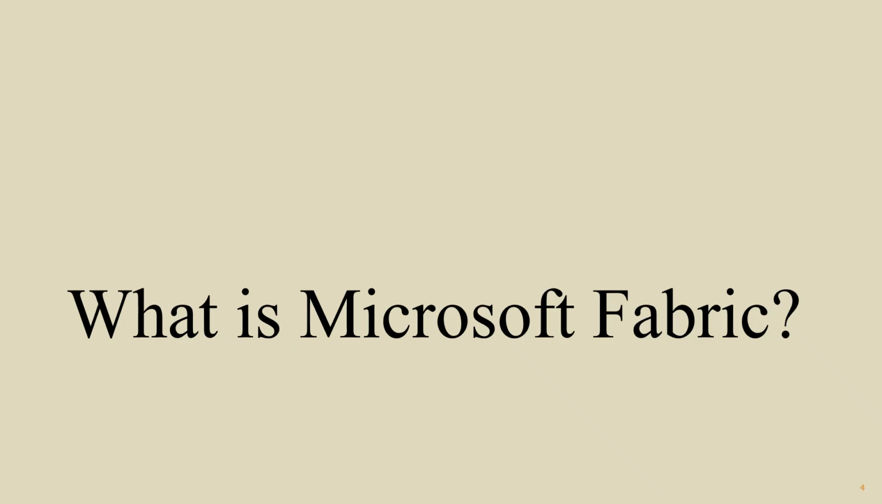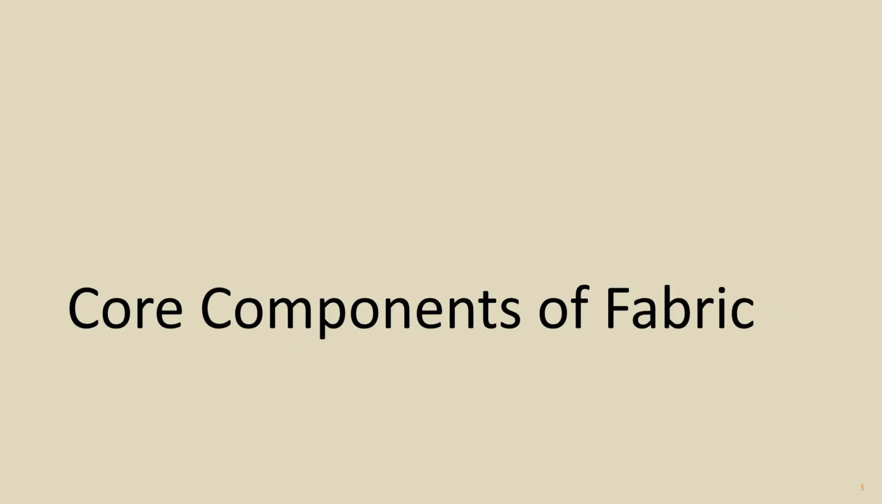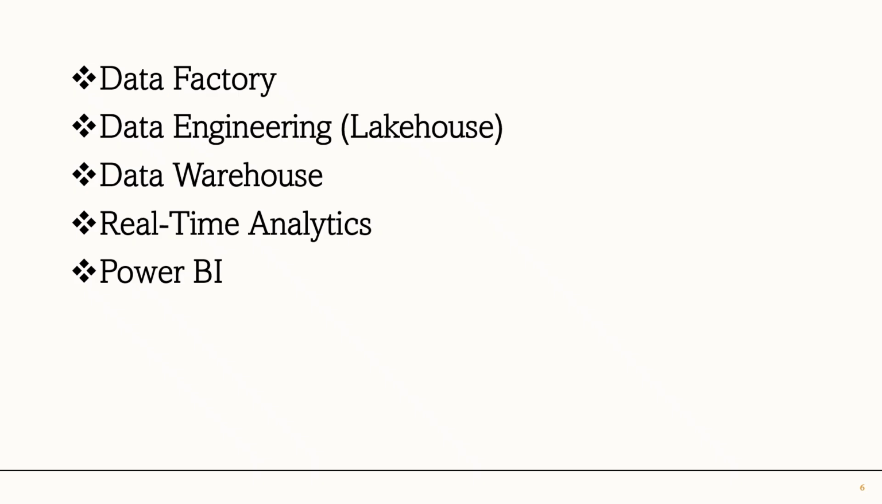And everything is built on something called OneLake, a centralized data lake for the entire organization. Think of it like this. Just like OneDrive stores all your office files, OneLake stores all enterprise data. So coming to its core components, let's quickly understand the main workloads inside the Fabric.